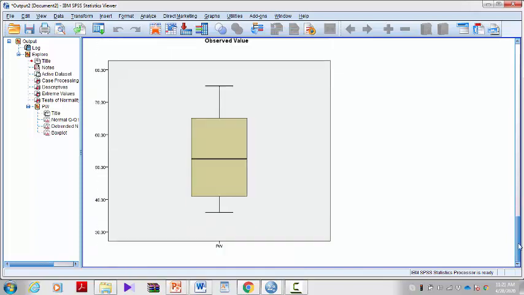So I can see from the box plot that there is no significant outlier in my data, because if there were any significant outlier in my data, it must be reflected in this box either in the form of a star or in the form of a circle. There is no star or circle with any value, so my third assumption is met, that there is no significant outlier in my data.